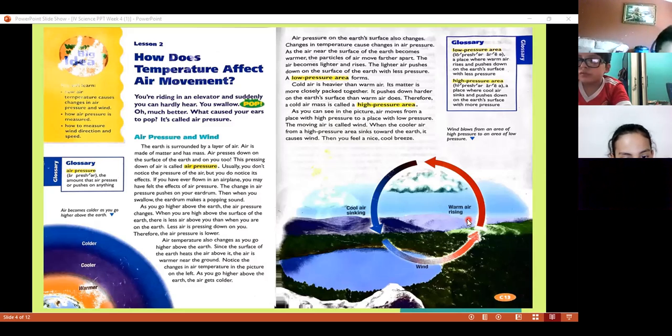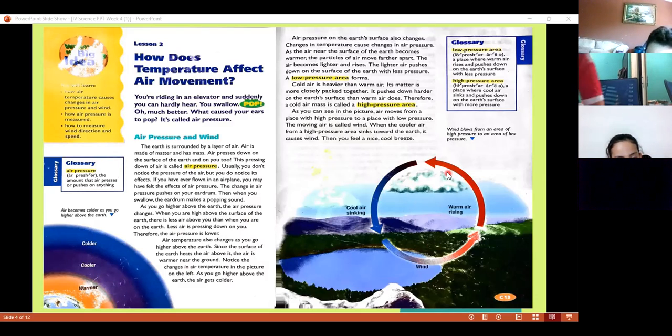A high pressure area is when the cool air sinks and pushes down on the surface with more pressure. So it's when you feel that it's cool. That was related to this part. When it's cool, it's a high pressure, and when it's low, we can say it's going to be warm.